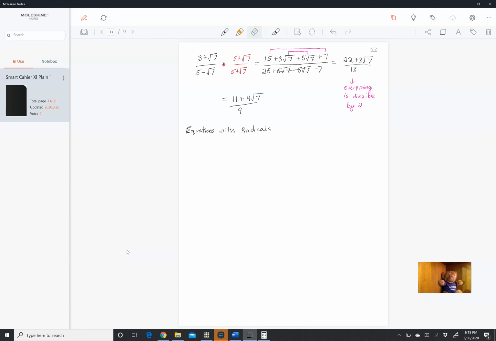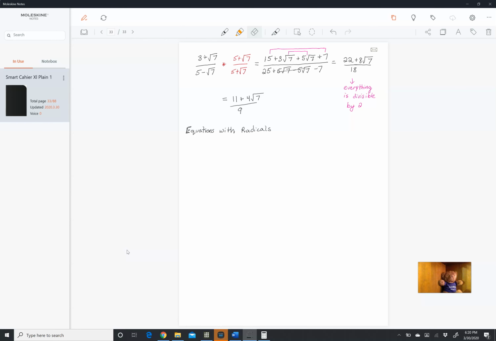So this is nothing new to us because we've done equations with absolute value. We've done all different kinds of equations. So a lot of this is going to be repeat, and it's just dealing with how do we get rid of a radical, just like how do we get rid of an absolute value. So we're going to start off really simple, and then we're just going to slowly add on to it like we've been doing in the past.